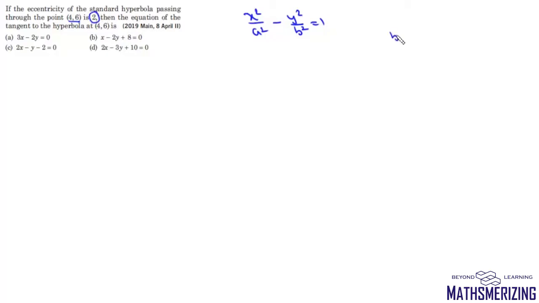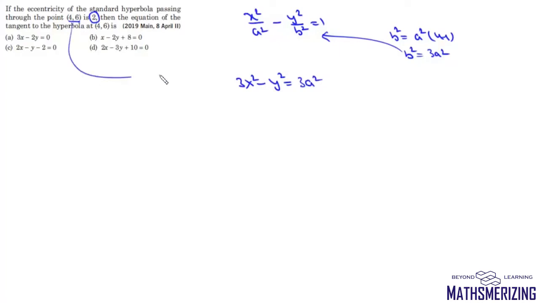So we can write b² as a² into (4 − 1), so b² will be simply 3a². Now we'll put b² as 3a². We'll get this equation as 3x² − y² = 3a². Now this hyperbola passes through (4, 6), so we'll put the values of x and y. So it will be 3 into 16 minus 36, equal to 3a².